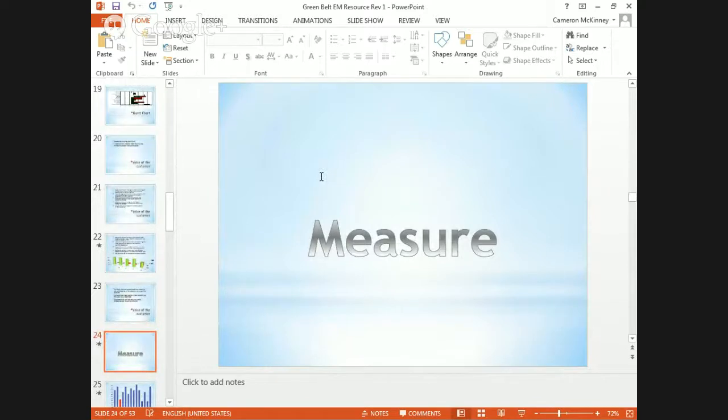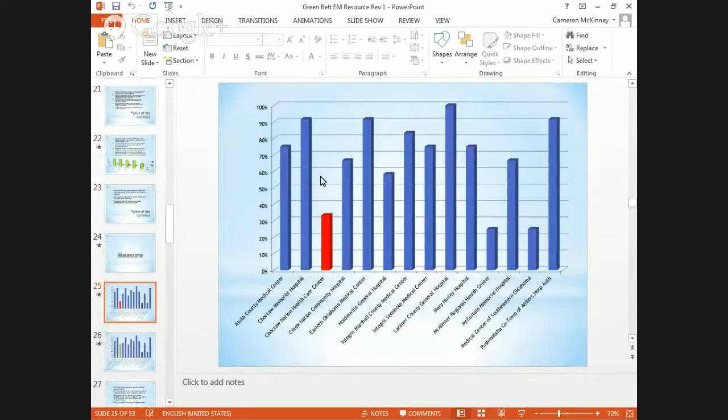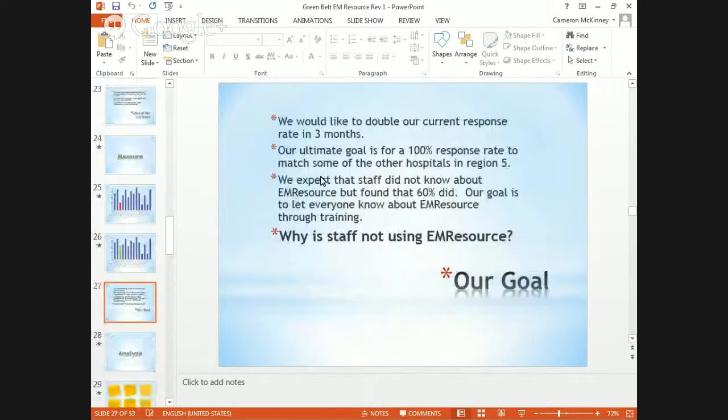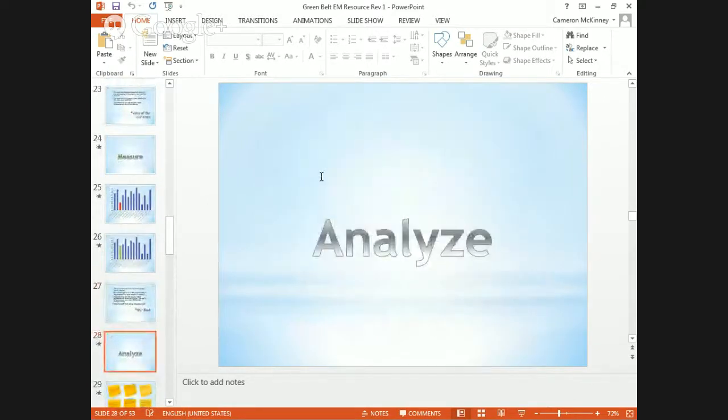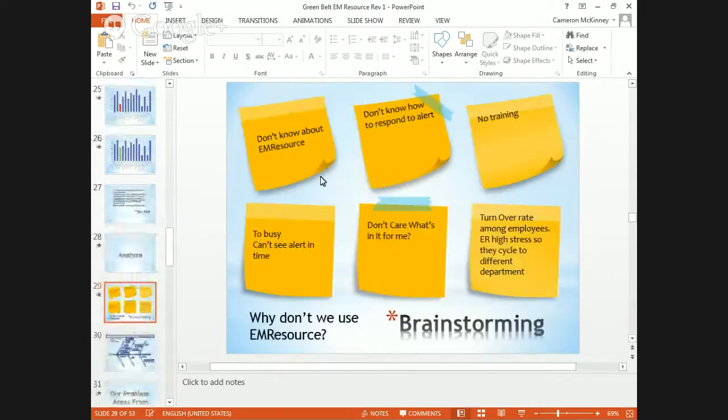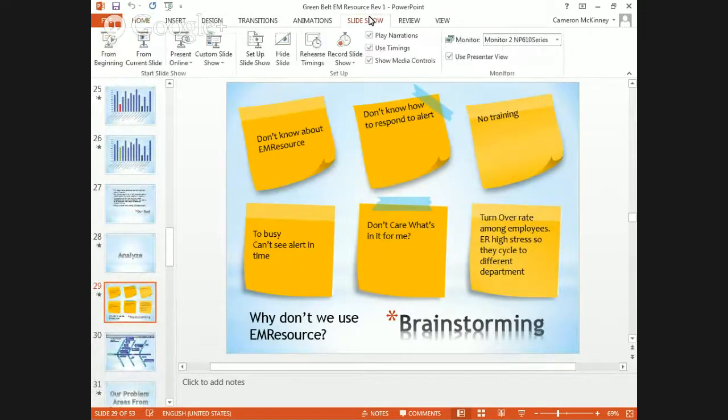Now we're into the measure section of the PowerPoint. All right, what did we measure? Here's the data I collected. All right. Here's our analyze portion, okay? I did some of this here. I did this. That was a lot of work.